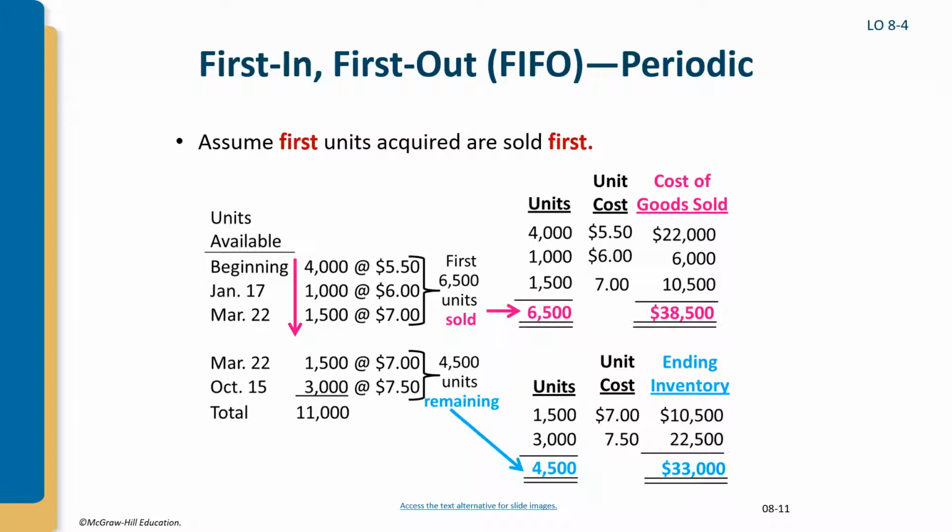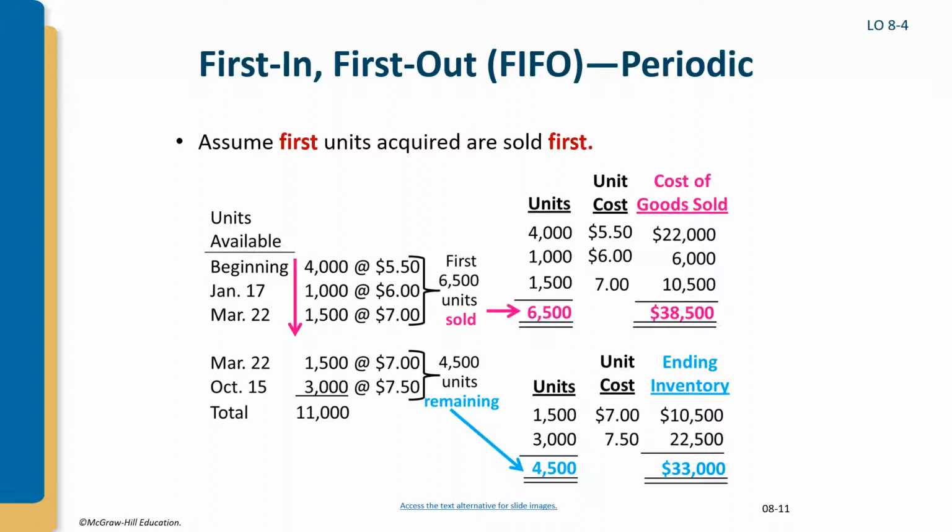Now, first in, first out says this. How many items were sold? 6,500. Then the oldest items will be used to calculate cost of goods sold. Since they sold 6,500, the assumption is the items in beginning inventory are sold first. So these 4,000 are removed. That cost $5.50. The next 1,000 are removed at their cost of $6.